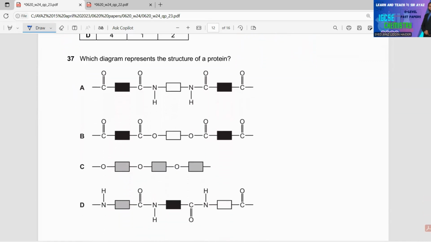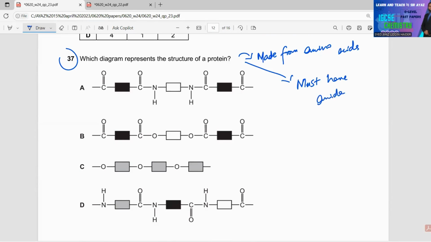37. Which diagram represents the structure of a protein? Remember, protein is made from amino acids. So after joining, they must have amide linkage. Must have amide linkage. If you look at the choices, you can either have A as your correct response or D.